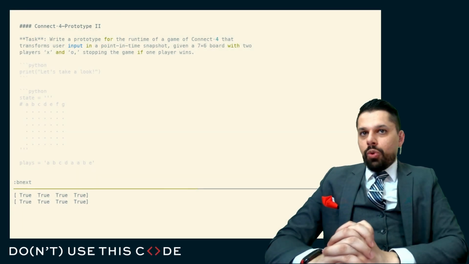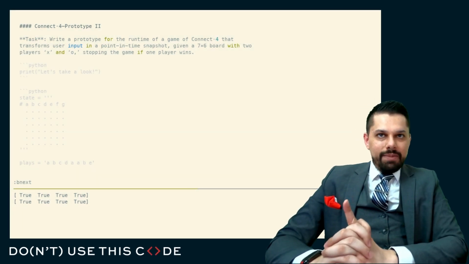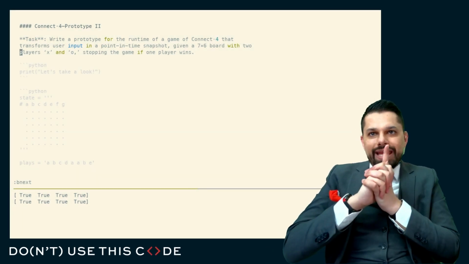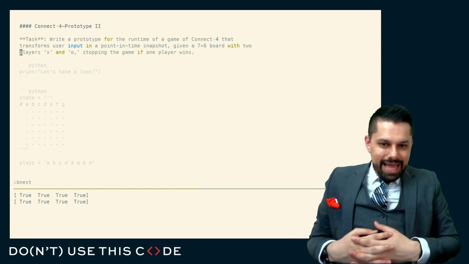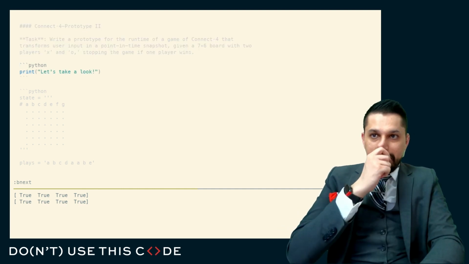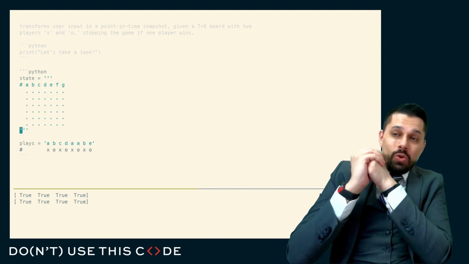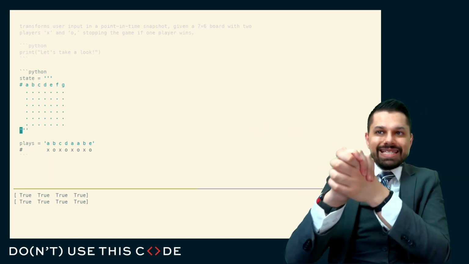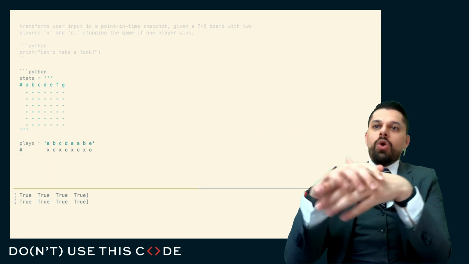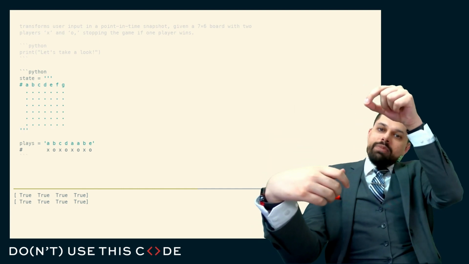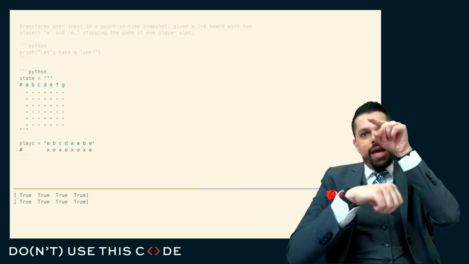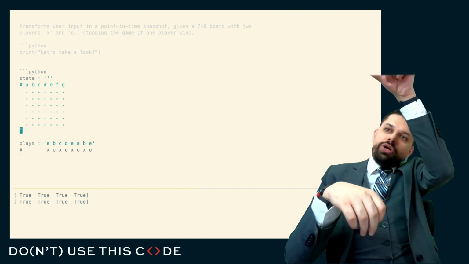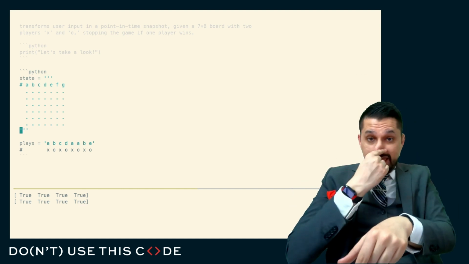In this prototype, we're going to write a prototype of the runtime of a game of Connect 4 that transforms user input into a point-in-time snapshot of a particular board. And so here's what we have. We have the board. We know it's 7 by 6, and we have what the plays are, what each player tried to do. And in the game of Connect 4, instead of saying put a symbol at a particular location, you say put it at a particular column and it falls down. There's this element of gravity.